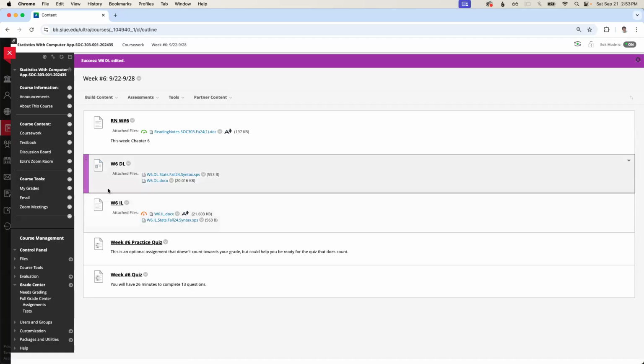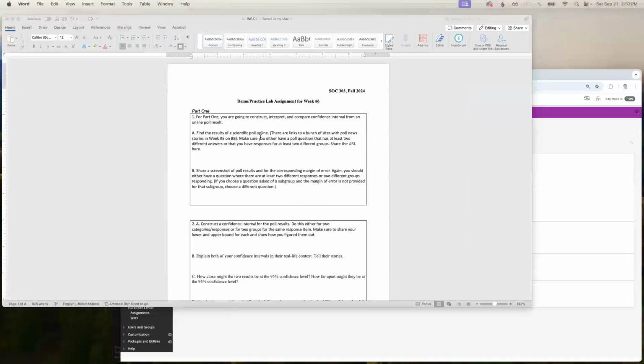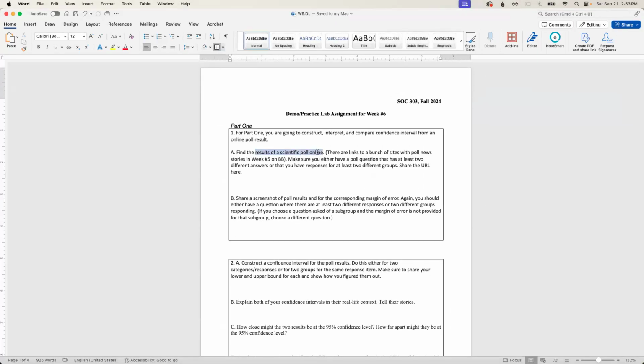And the first part, we're not actually going to use SPSS. So we're going to find a scientific poll online, just like last week. This time, though, instead of just finding one response, like the percent that agree, you're going to look at two different responses, like the percent that agree versus disagree, or you're going to look at two different groups. So like here's the percent of women that agree compared to percent of men that agree.